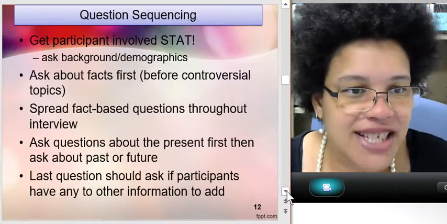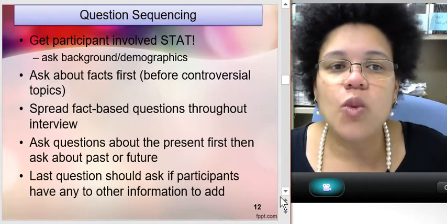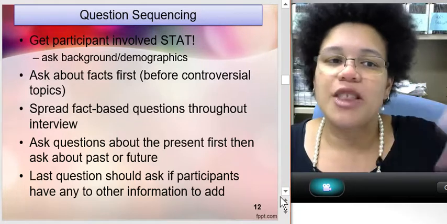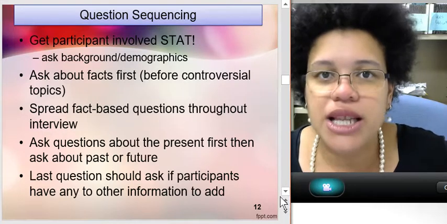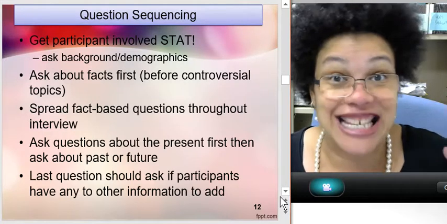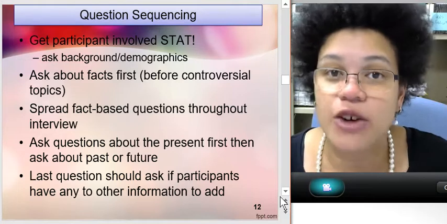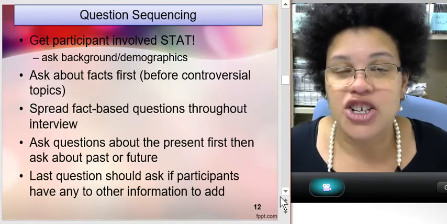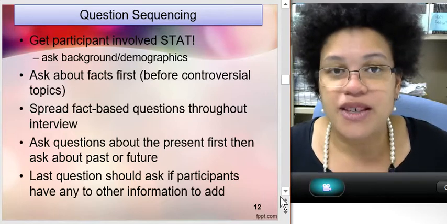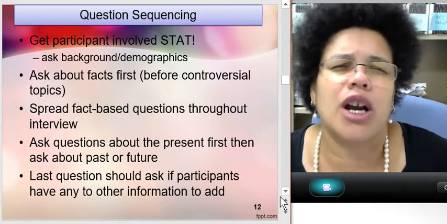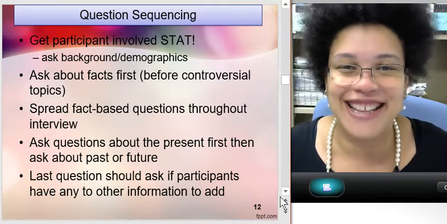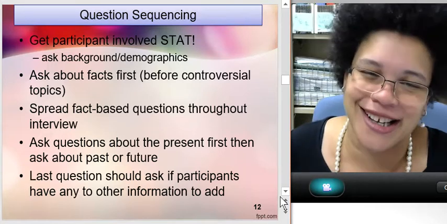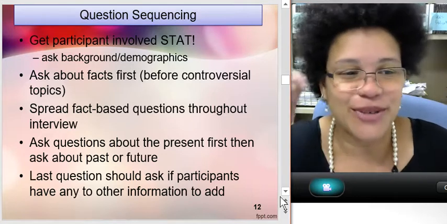Okay. Slide 12. When you're sequencing the questions, when you're thinking about the order, you want to get the participant involved immediately. And so you want to ask easy questions first. So you might ask background and demographic questions if those are easy and they're not going to put the person on edge. Like if somebody would say to me, so what are you? And they're trying to get at my ethnic background, that might put me a little bit on edge. I've gotten that question before.